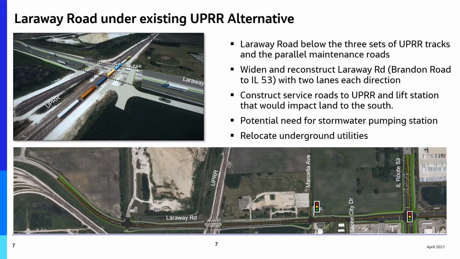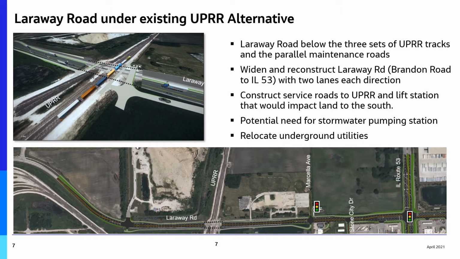For the Laraway Road under existing Union Pacific Railroad grade separation, the roadway would tunnel under the 3 railroad tracks and railroad service roads. Lowering Laraway Road would be a challenge and would require a new pumping station to remove rainwater that accumulates. Underground utilities within the area would also need to be relocated, including any portion of the City of Joliet's sewage lift station that currently passes below Laraway Road.